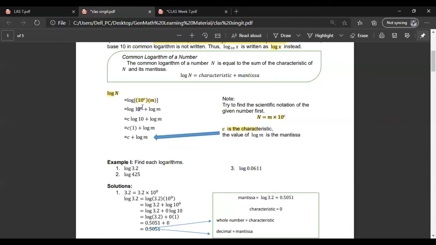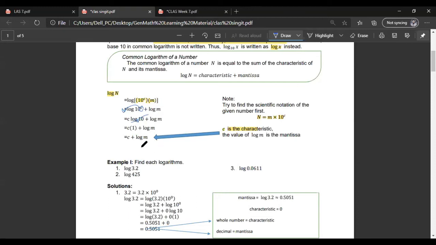Ngayon, class, binaba si c. Di ba napansin niyo, nababa si c? Anong property yun pag binaba yung c? Power rule. So we have c logarithm of 10 plus logarithm of m. Anong base kapag walang base yung logarithm? 10. So, pwede na ba itong i-cancel? Yes, pwede. Lagyan na lang natin, 1. So, c times 1, we have c, plus logarithm of m. So, c plus logarithm of m.